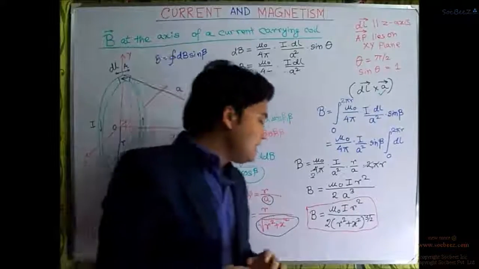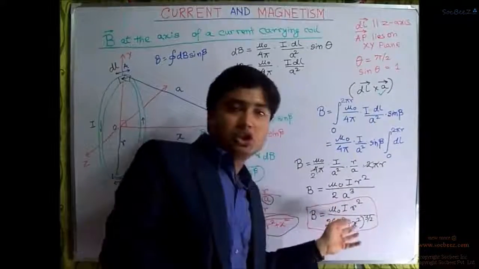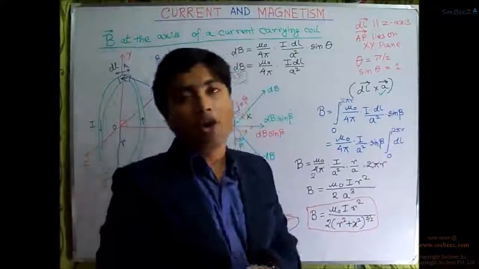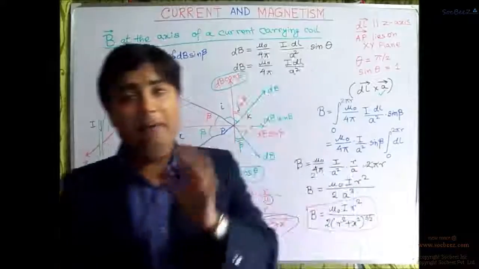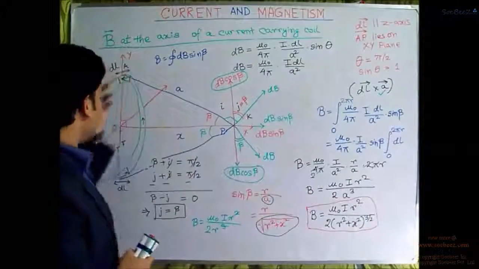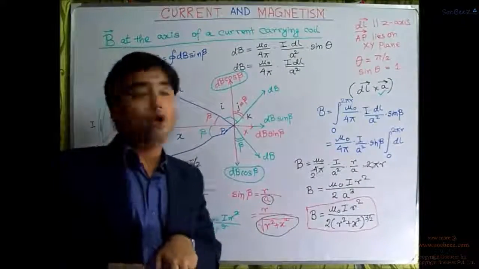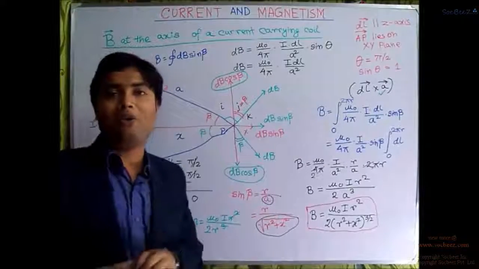So this is basically the general expression for the magnetic field B at any point on the axis of this current carrying loop or circular current carrying coil.